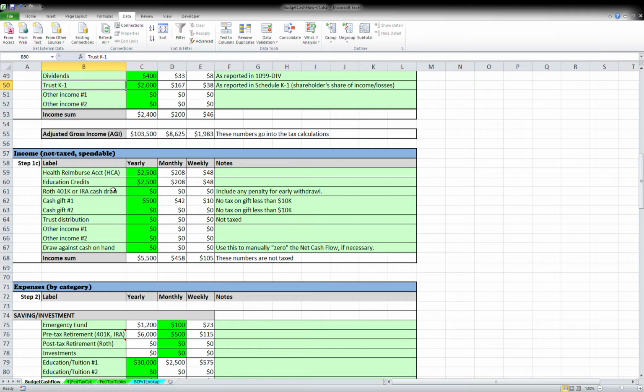Education credits or any kind of other credits, healthcare reimbursement accounts, or any other kind of income that you have there would be not taxed yet spendable, something that would add to your positive cash flow.